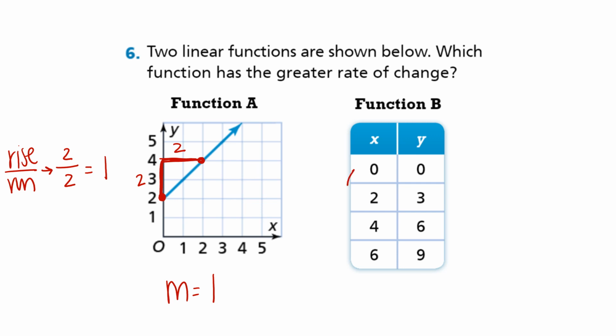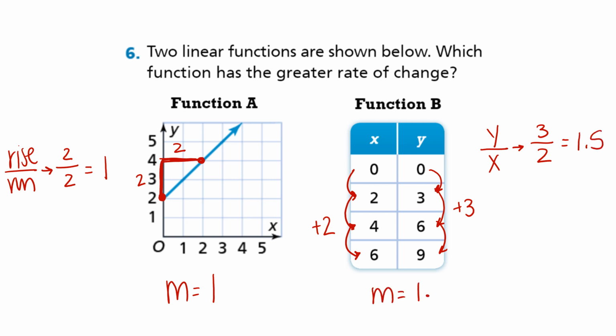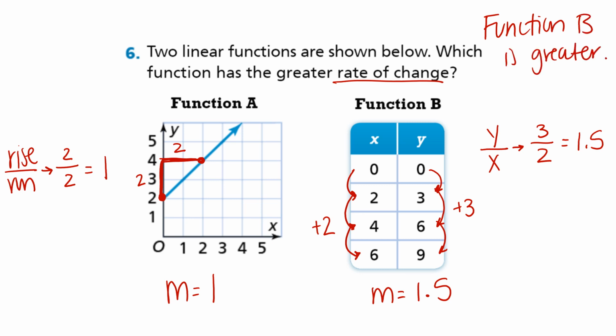For function B, we're finding our pattern in our table. 0, 2, 4, 6 is a pattern of plus 2. On the other side, 0, 3, 6, 9 is a pattern of plus 3. We set up our fraction y over x, 3 divided by 2, and 3 divided by 2 is 1.5. And so our slope is 1.5, or the rate of change is 1.5. So which function has the greater rate of change? Function B is greater. 1.5 is greater than 1.